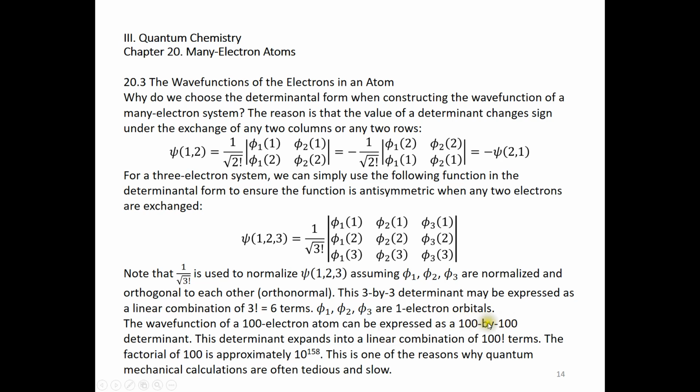When you expand it, you have 100 factorial terms. And that's why the normalization factor would become 1 over the square root of 100 factorial. So this is one reason why quantum mechanical calculations for even just one atom can be tedious and slow. Again, we have this many terms when we expand a 100 by 100 determinant.